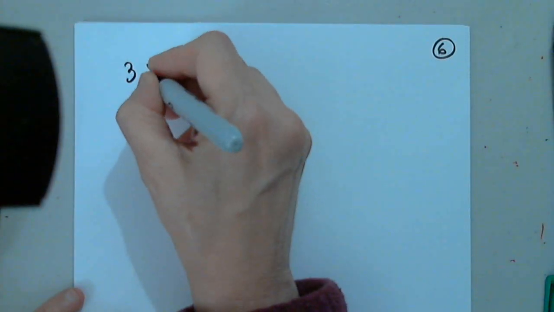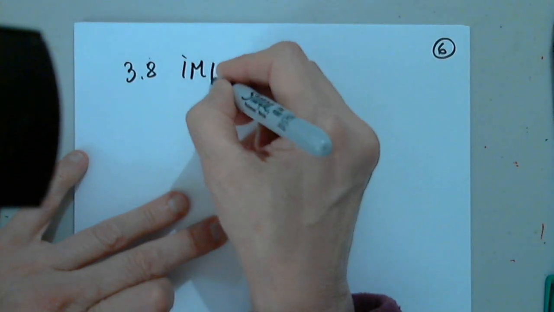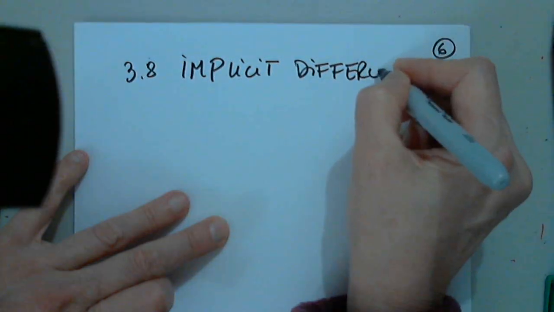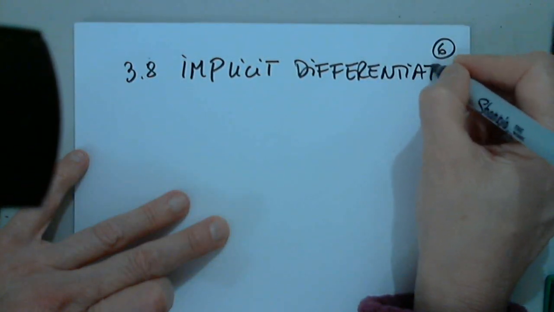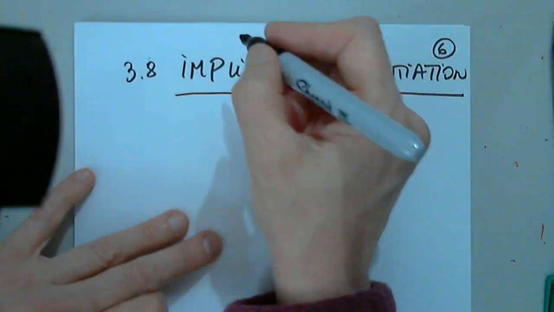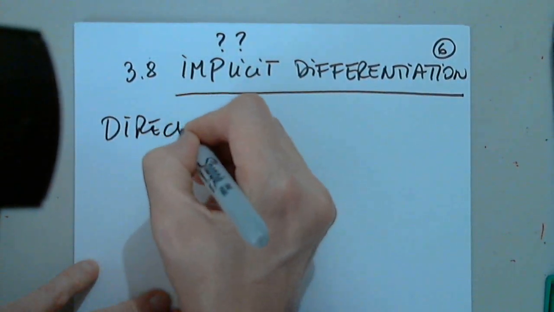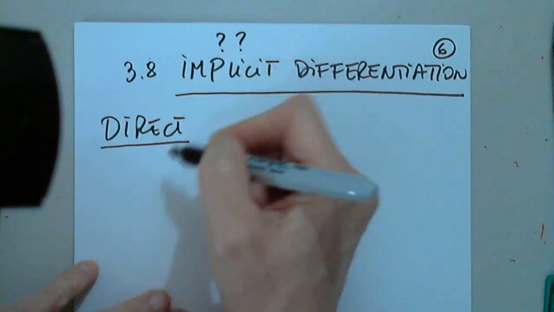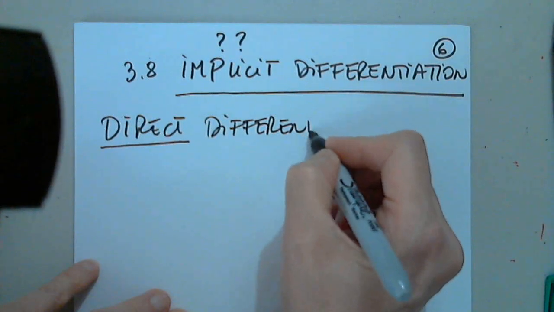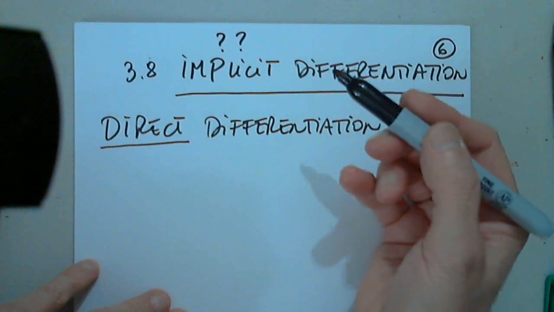So in 3.8, we're going to talk about something called implicit differentiation. Another application. What is this implicit? What about direct? What's the difference between these two? What is direct differentiation? And what is implicit? There must be a difference.